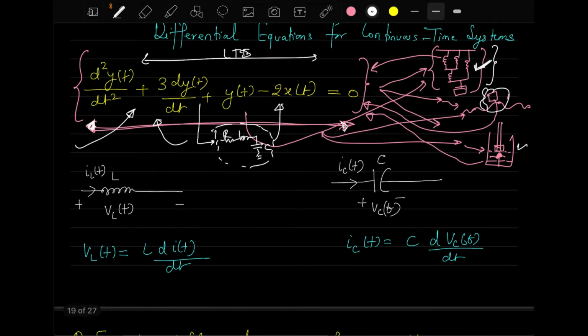As you all know, this one is an inductor, right? The inductor has a current flowing into it, and there is a voltage corresponding to that inductor. The voltage developed in the inductor is related to the current as L di by dt. It's as simple as that, you know it. And also for the capacitor, the current flowing through the capacitor and the voltage induced in it are related by this expression, i_C(t) = C dv_C(t)/dt. So these are the two equations which govern the current and voltages in the inductor and the capacitor.